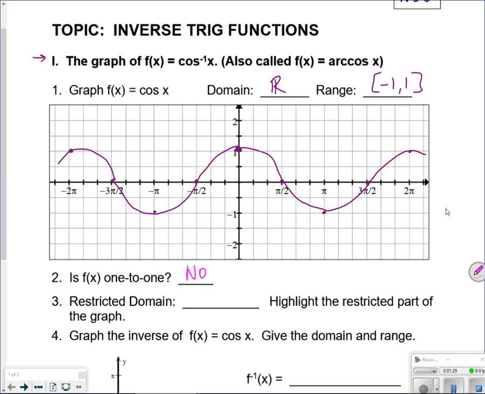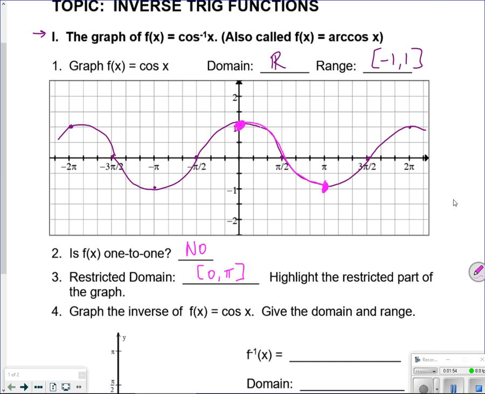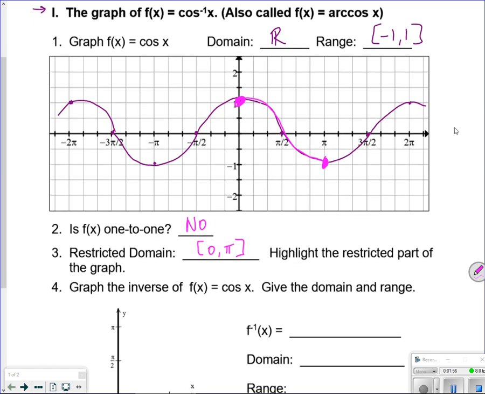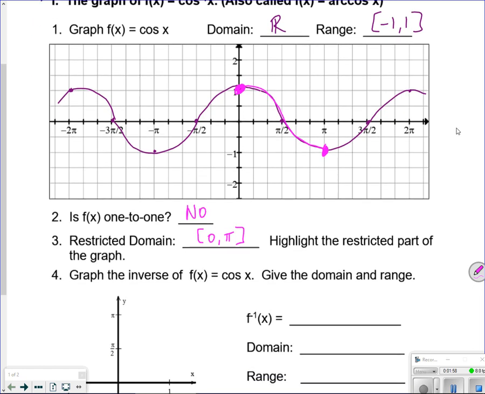You're kind of like, oh, there are so many different answers, and I could pick lots of different ones. Well, the mathematicians of old said, you know what? The one I want you to pick is to restrict the domain from there to there. If I restrict the domain from 0 to pi, do you agree that that would be a 1-to-1 function? And if I went anything beyond that, it would no longer be 1 to 1. So that is the restriction that mathematicians decided to use.